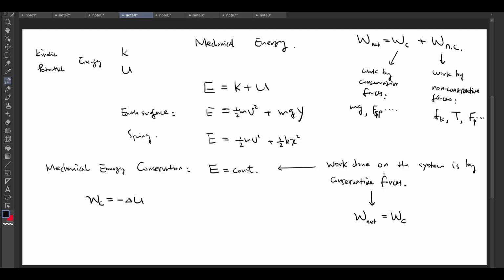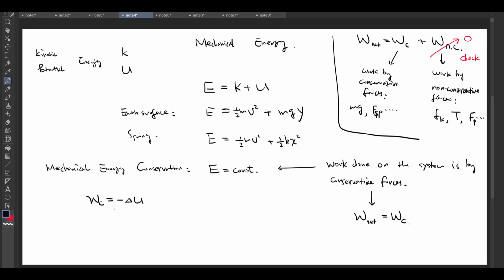That's why we need to have this condition, because only if this condition is true do we have energy conservation. So the net work, the total work, is only by WC, and there's no work done by non-conservative force. That's why if you want to apply mechanical energy conservation, you need to check this condition. Check if this one is true.